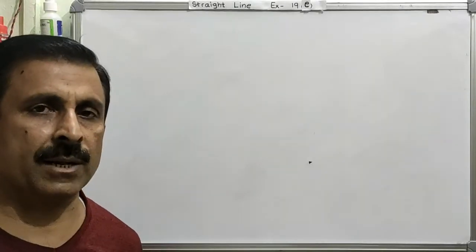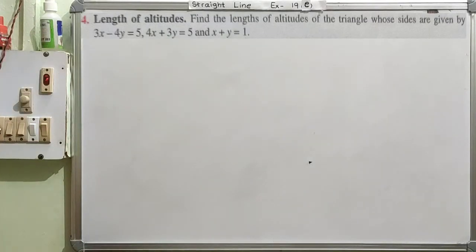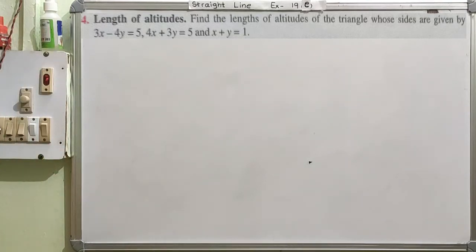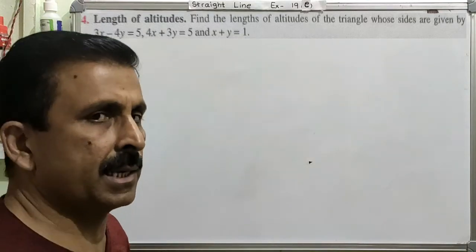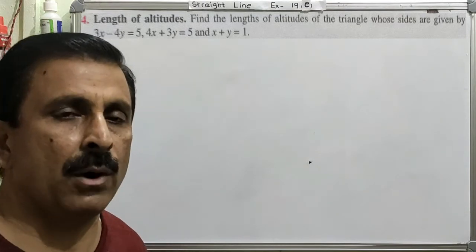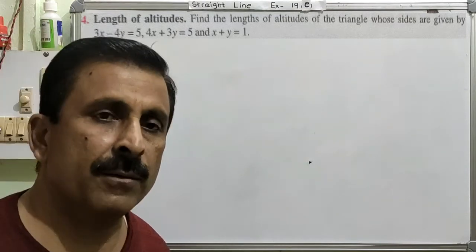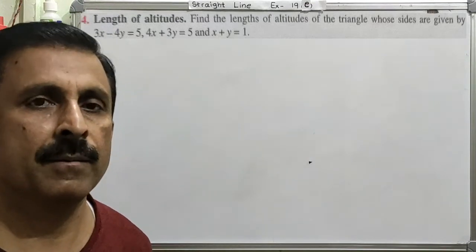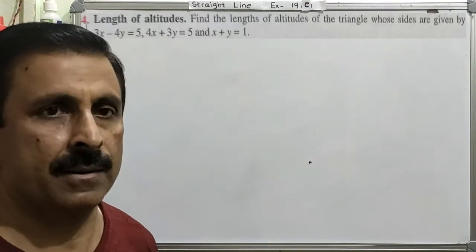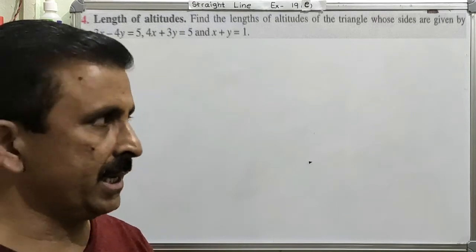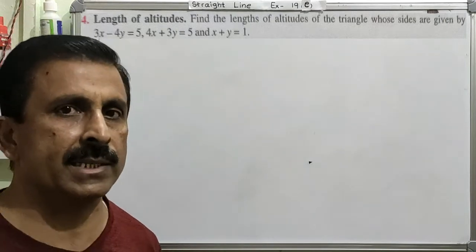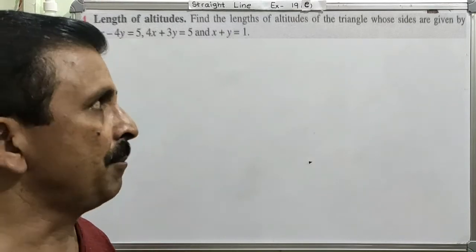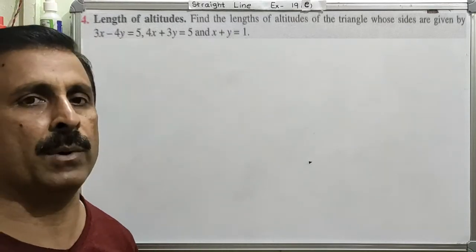Next question is question number 4, right? The fourth question says length of the altitude. That means in this question we are asked to calculate the length of all the 3 altitudes. So this question is going to be very lengthy, but it is very interesting. It's very easy, but it is too lengthy. Such kind of questions will not come in the exam, but it's good to learn how to calculate the length of altitude by using the same formula.